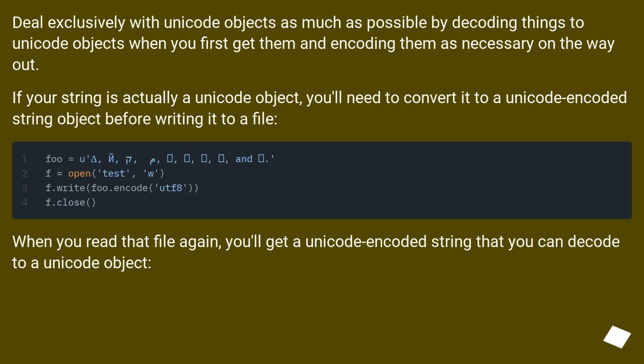Deal exclusively with Unicode objects as much as possible by decoding things to Unicode objects when you first get them and encoding them as necessary on the way out. If your string is actually a Unicode object, you'll need to convert it to a Unicode encoded string object before writing it to a file. When you read that file again, you'll get a Unicode encoded string that you can decode to a Unicode object.